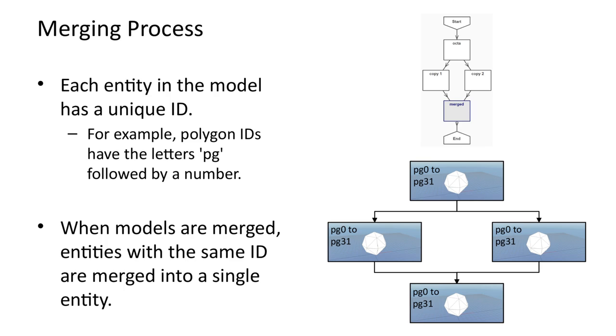You might now expect there to be 64 polygons. But that is not the case. This is because the models being merged have polygons with the same ID. So the final model will also contain only 32 polygons.